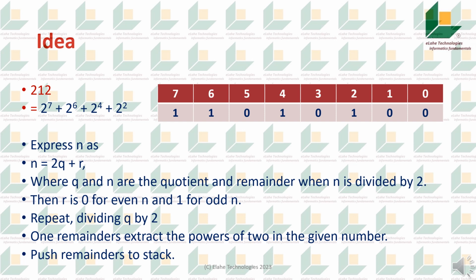The broad idea used in the example illustrated is as follows. Let us express n as n equals 2q plus r, where q and r are the quotient and remainder when n is divided by 2. Then r is 0 for even n and 1 for odd n. Apply this idea to the quotient again, generating a new quotient and remainder pair. These 1 remainders extract the powers of 2 in the given number. The given number is the sum of the powers of 2 thus generated. Now we will try to remember these remainders on a stack.